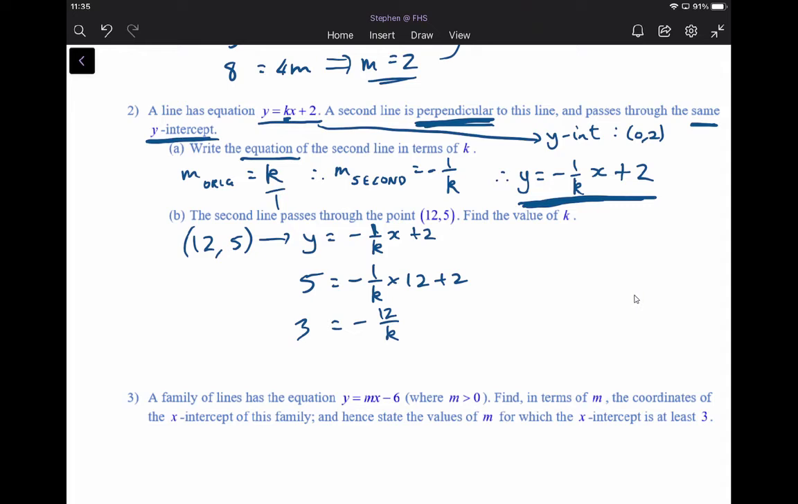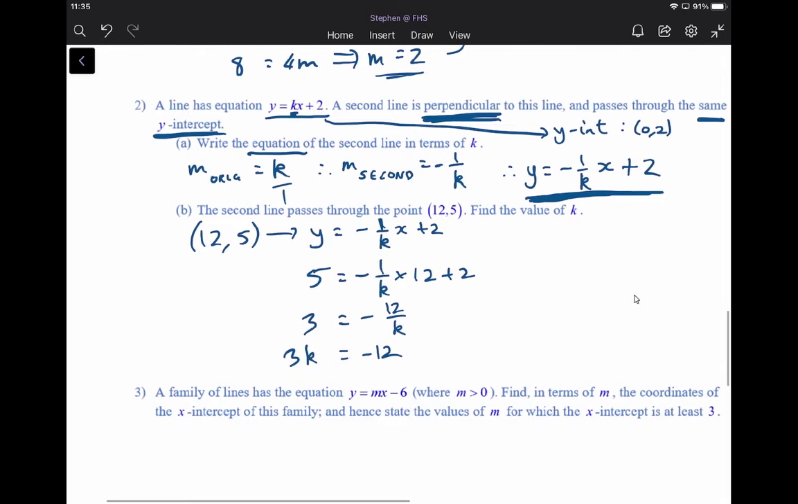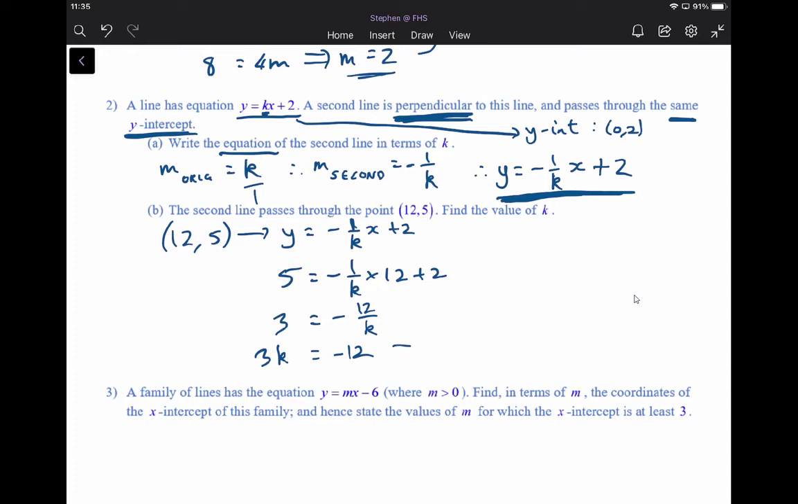So the best way to solve a question like this is let's get rid of the fractions by multiplying both sides by k. So we end up with 3k equaling negative 12, or in other words, this implies, after dividing both sides by 3, that k is equal to negative 4. Okay, so this specific member of the family goes through the point when k equals negative 4. There we go. That is the second example done.